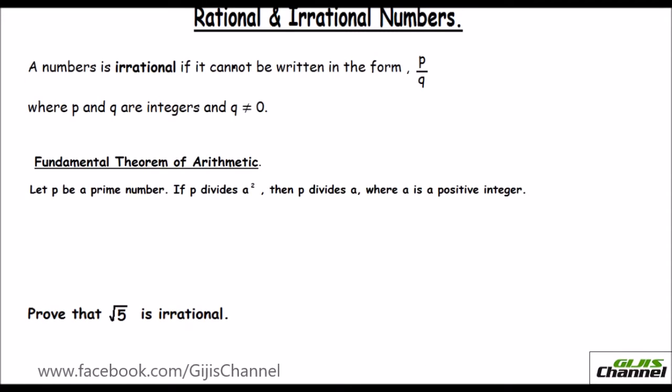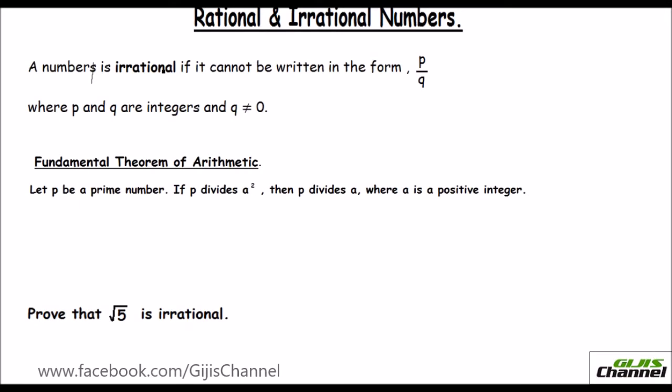In this video, let us learn about rational and irrational numbers. You would have already learned about rational numbers in lower grades. Here, I'll just explain that once again. A number is rational if it can be written in the form p over q, where p and q are integers and q is not equal to 0, right?